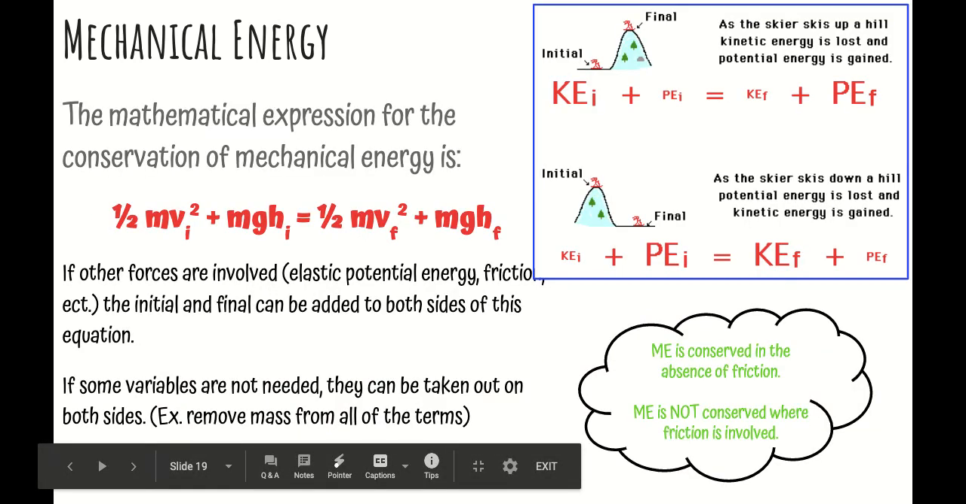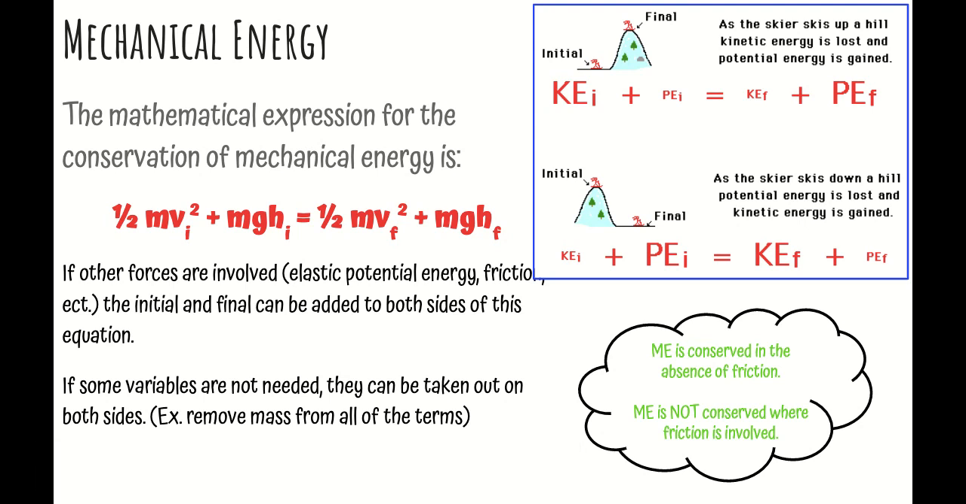So with mechanical energy, your mathematical expression for this is going to be that 1/2 mv squared plus mgh is equal to 1/2 mv squared plus mgh. So you have your initial set equal to your final. If you look at these formulas and go back to the other formulas for potential energy and kinetic energy, you can see that this is going to be the potential energy plus the kinetic energy of the initial form set equal to the same for the final form.